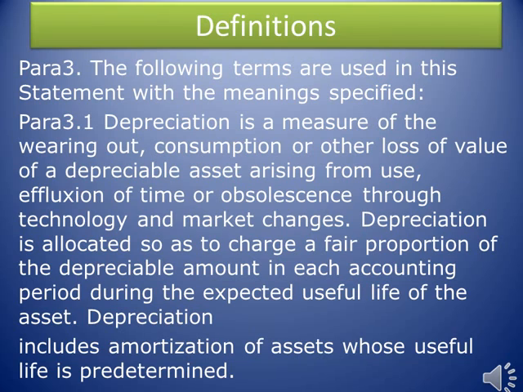Definitions. Para 3. The following terms are used in this statement with the meanings specified. Para 3.1 Depreciation is a measure of the wearing out, consumption, or other loss of value of a depreciable asset arising from use, effluxion of time, or obsolescence through technology and market changes. Depreciation is allocated so as to charge a fair proportion of the depreciable amount in each accounting period during the expected useful life of the asset. Depreciation includes amortization of assets whose useful life is predetermined.